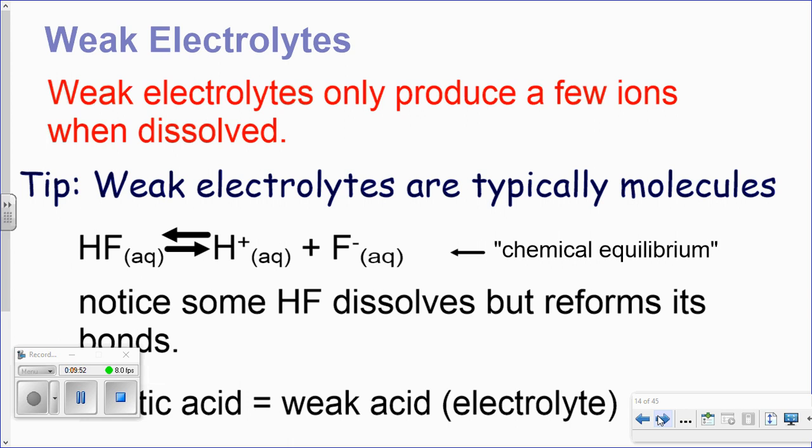But weak electrolytes are not quite as dangerous, and again, don't try that at home. But weak electrolytes only produce a few ions when dissolved.